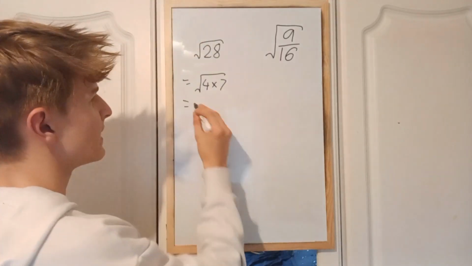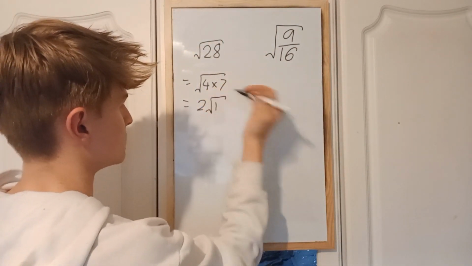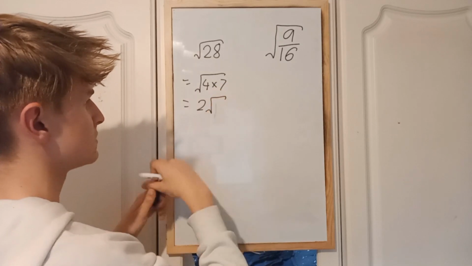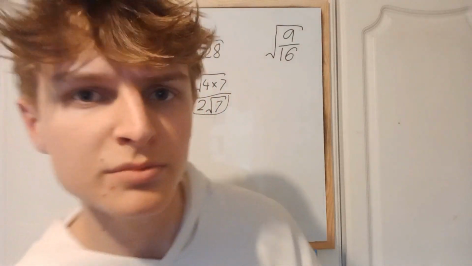Right, now we can break that up into root 4 times root 7, which is the same thing as 2 times root 7. Sorry, that shouldn't be a 1. There we go, we've simplified our first expression. Now that was pretty easy, probably only worth 1 mark, but still, progress.